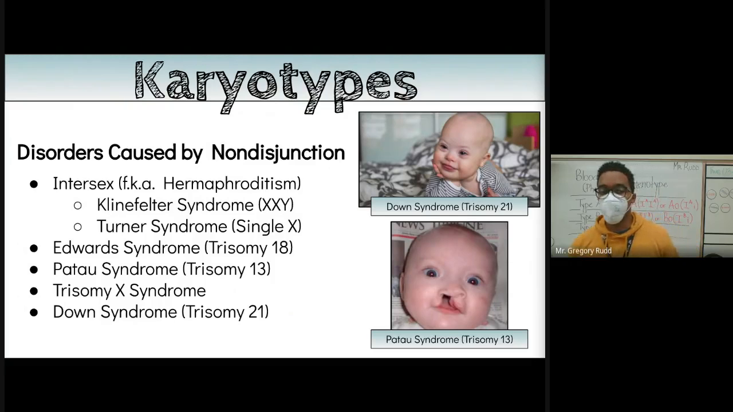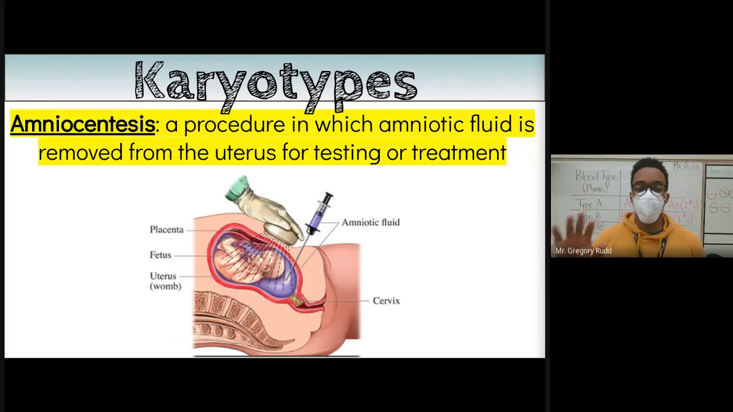All right, so interesting stuff here. And one more thing, you don't have to write this down. Amniocentesis is how we can actually get these karyotypes. I'll talk more about that on Monday.